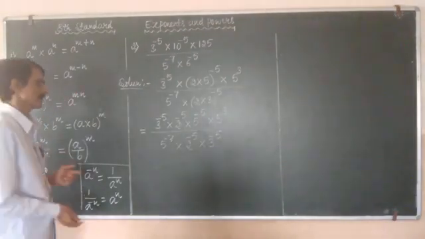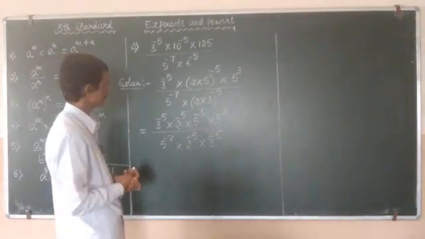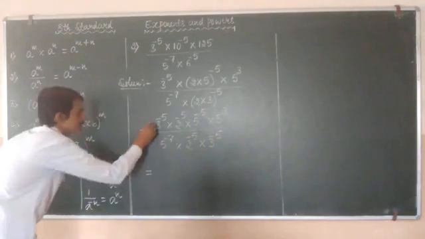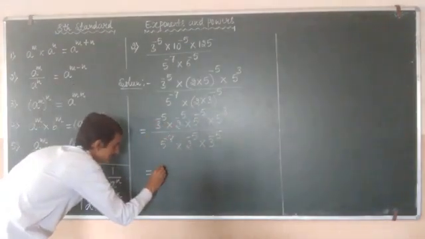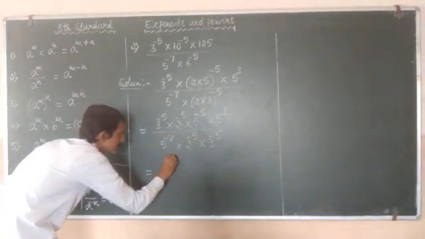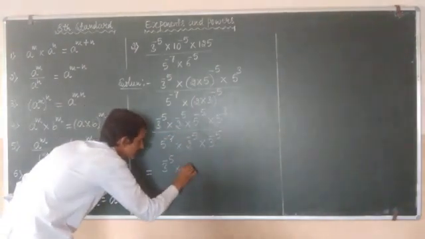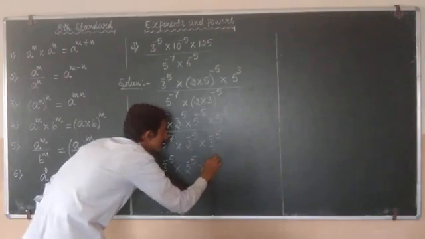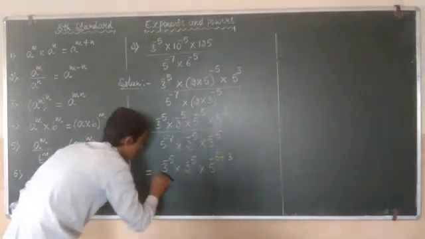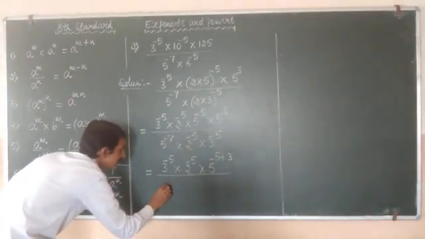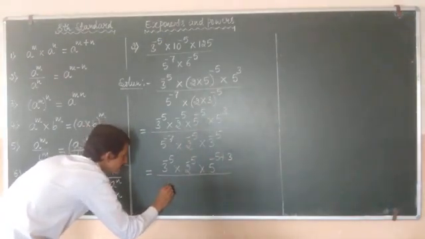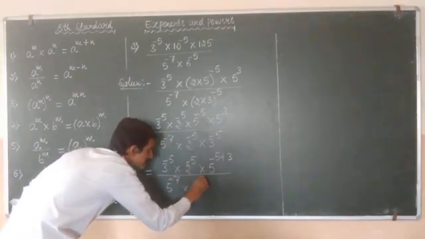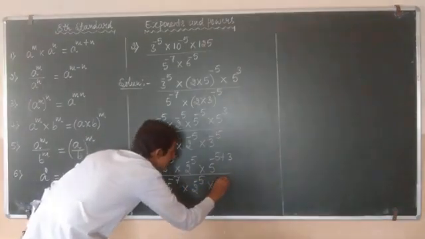Now observe, we have to group the same exponents. So these two can be written as it is in another step: 3 to the power of minus 5 into 2 to the power of minus 5 into 5 to the power of minus 5 plus 3, this can be written as 5 to the power of minus 7 into 2 to the power of minus 5 into 3 to the power of minus 5.